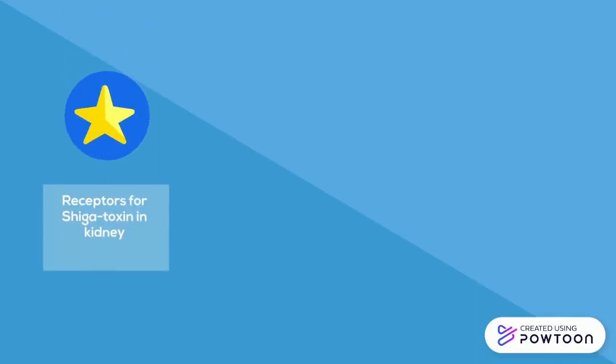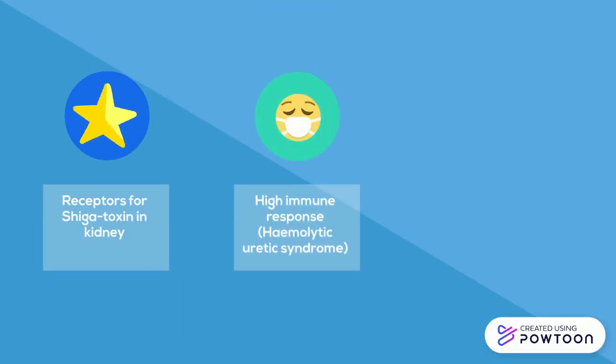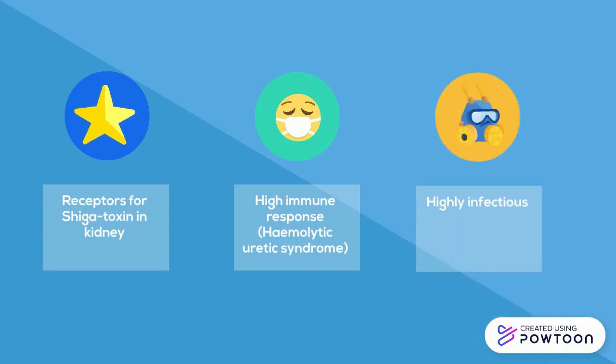Endothelial cells in the kidney may also have receptors for the Shiga toxin, causing the immune system to recognize infection and go into overdrive, resulting in clots. Only 1 to 10 bacterial organisms are needed to cause an infection, making Shigella dysenteriae highly infectious.